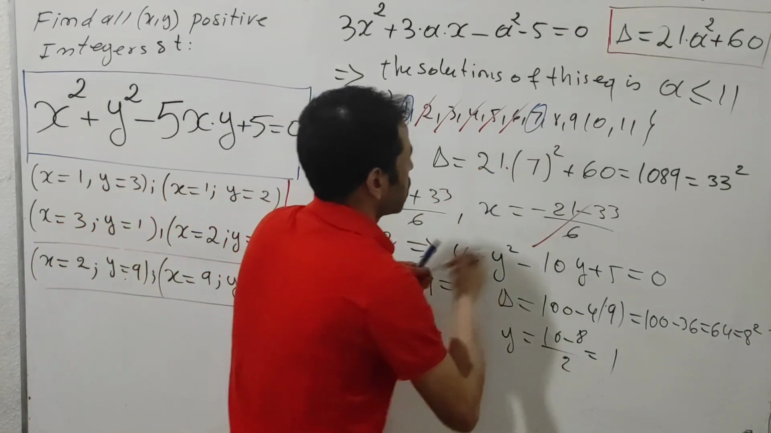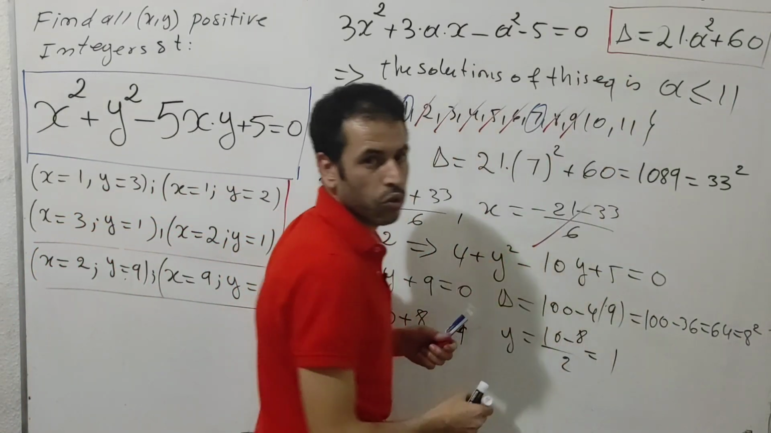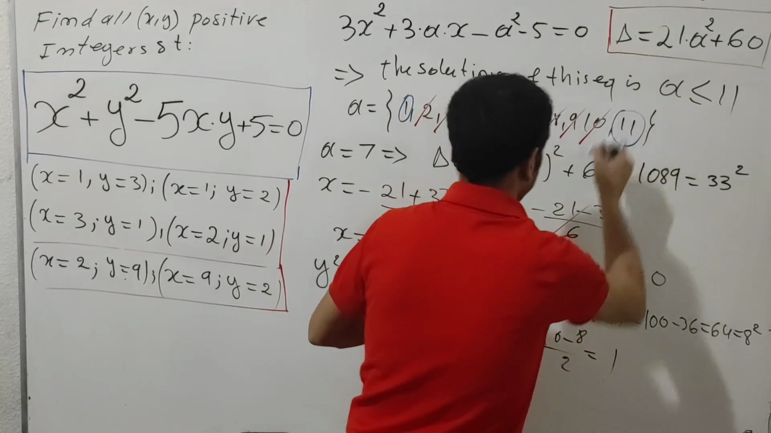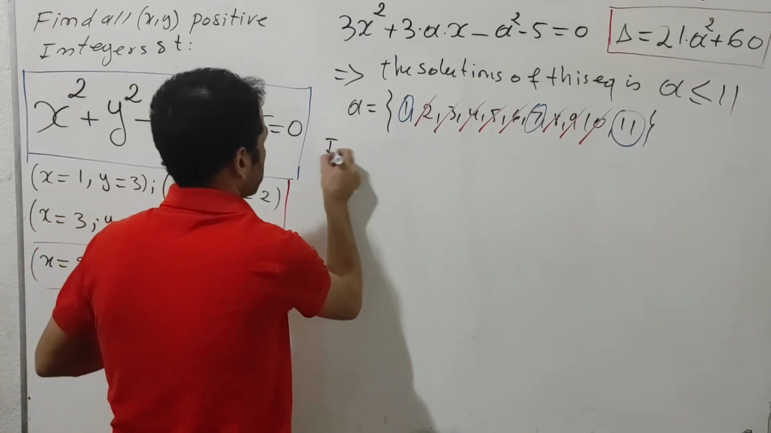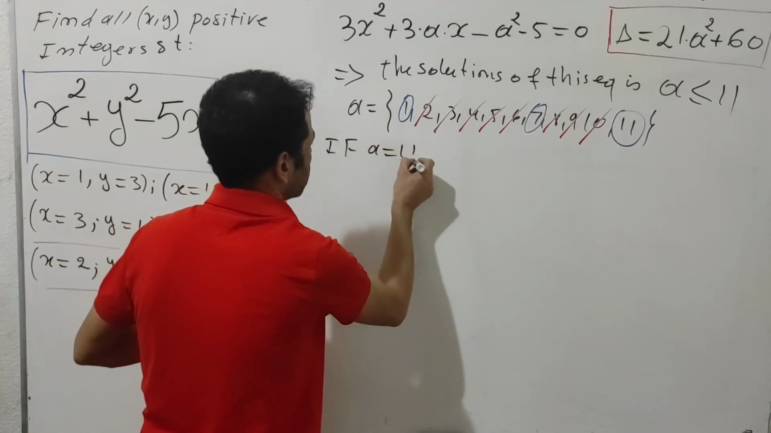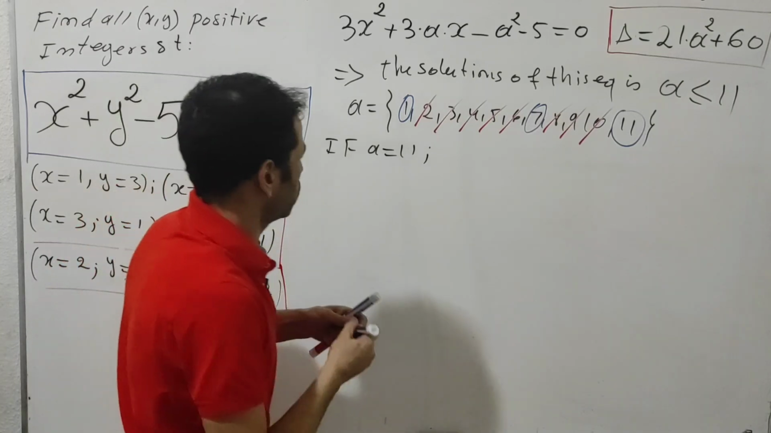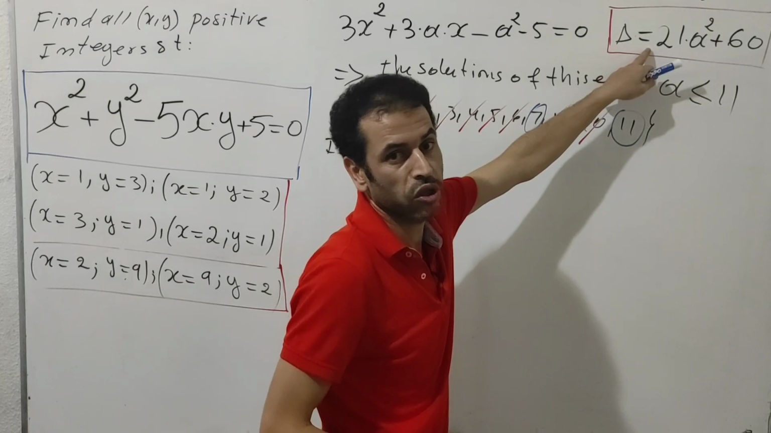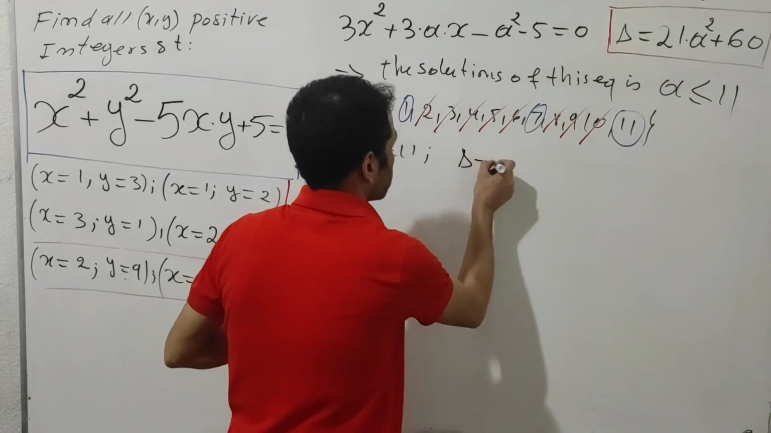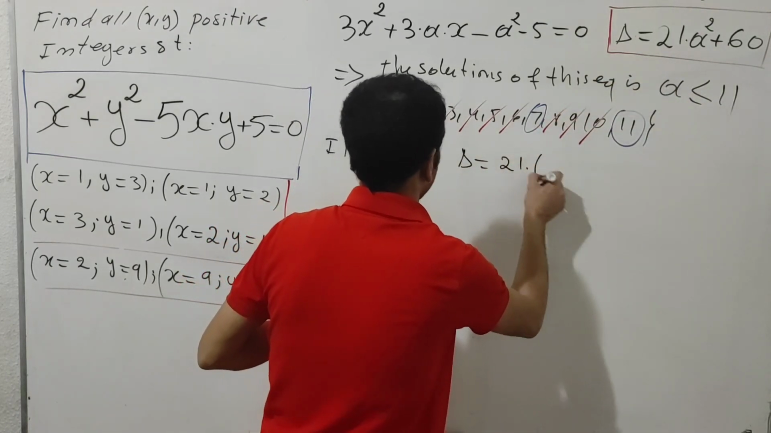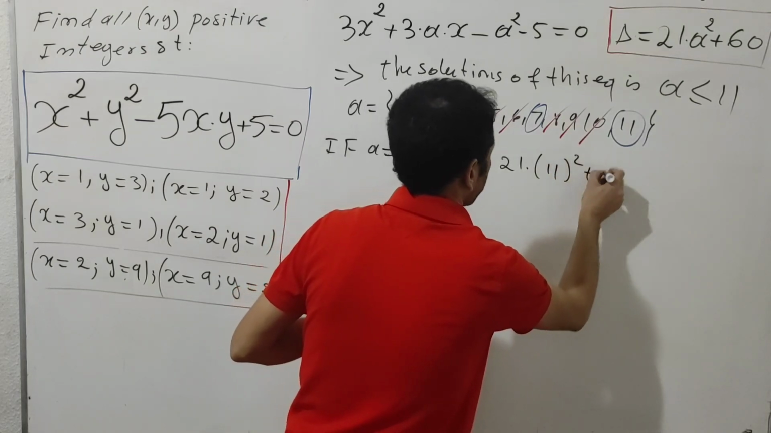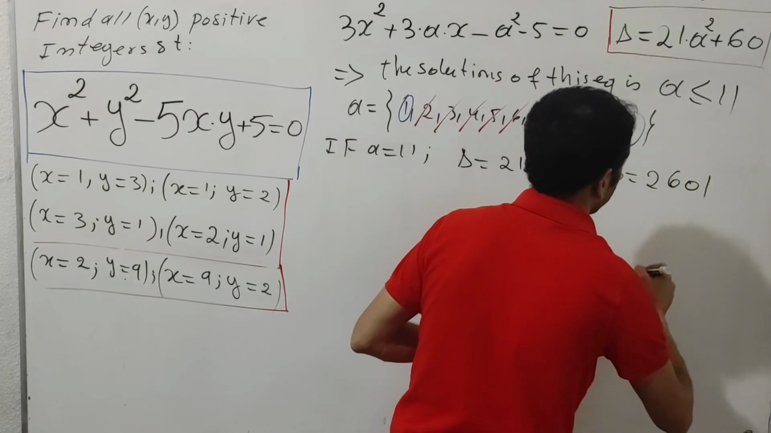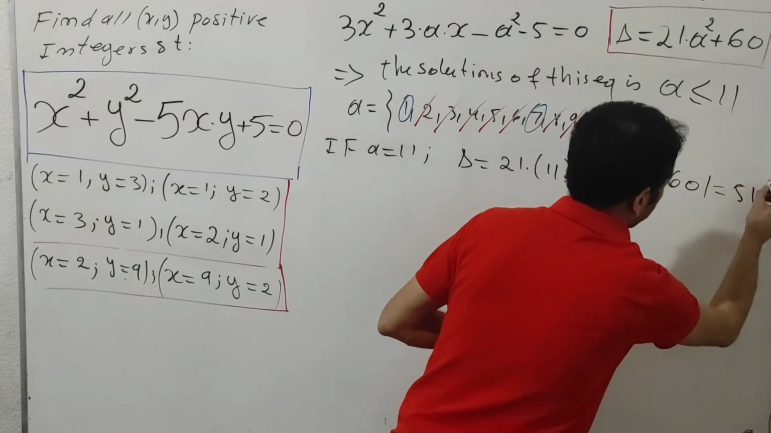So this one, 8 is not a perfect square, 9 is not a perfect square, 10 is not a perfect square. I'm going to check 11. Okay, if a equals 11, now I'm going to replace it. I'm going to plug this one into the original delta. I will have delta, which is 21 multiplied by 11 squared plus 60, giving us 2601, which is 51 squared.